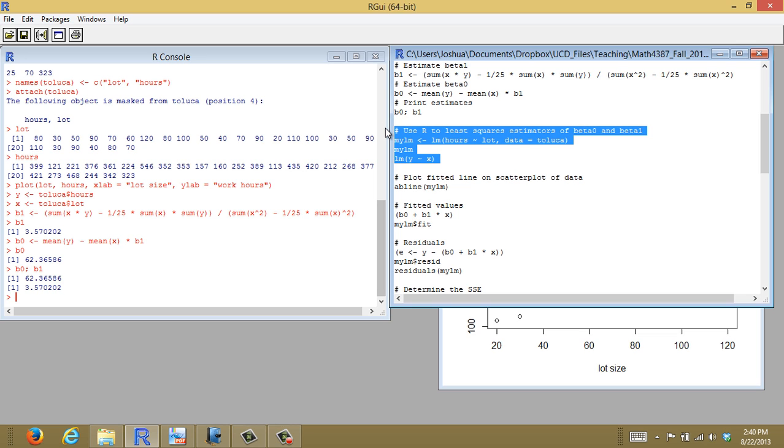So the function that we're really going to use primarily in this class is the LM function, which stands for linear model. And so with our linear model function, what we're going to do first is provide it with the response variable, which in this case is hours. And then we have this tilde symbol, which means regressed on. So the response is regressed on all of the predictor variables on the right side of the equation. So we want to regress the hours variable on lot size. So we have hours tilde lot, which means that we have just a single response regressed on the single predictor variable.